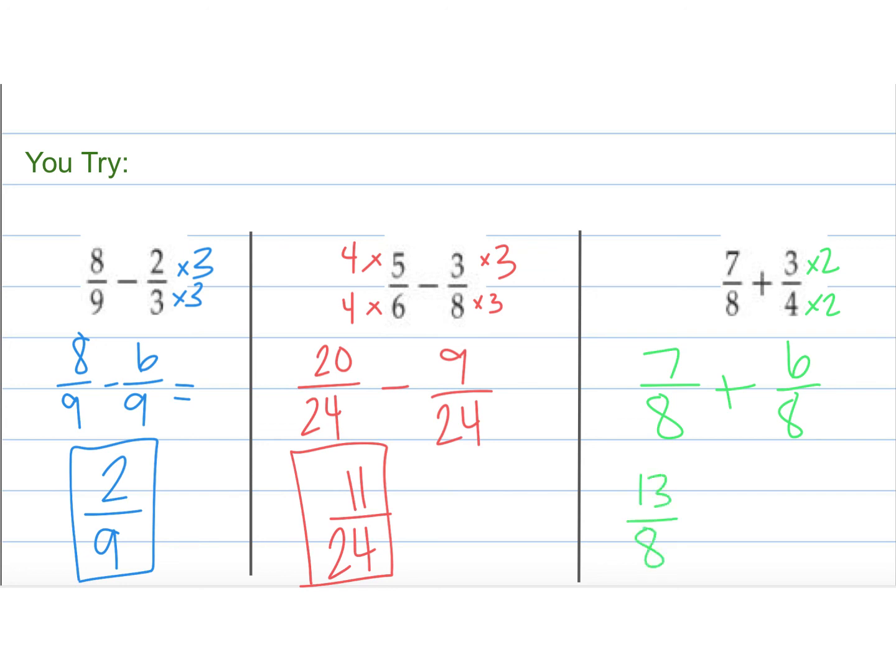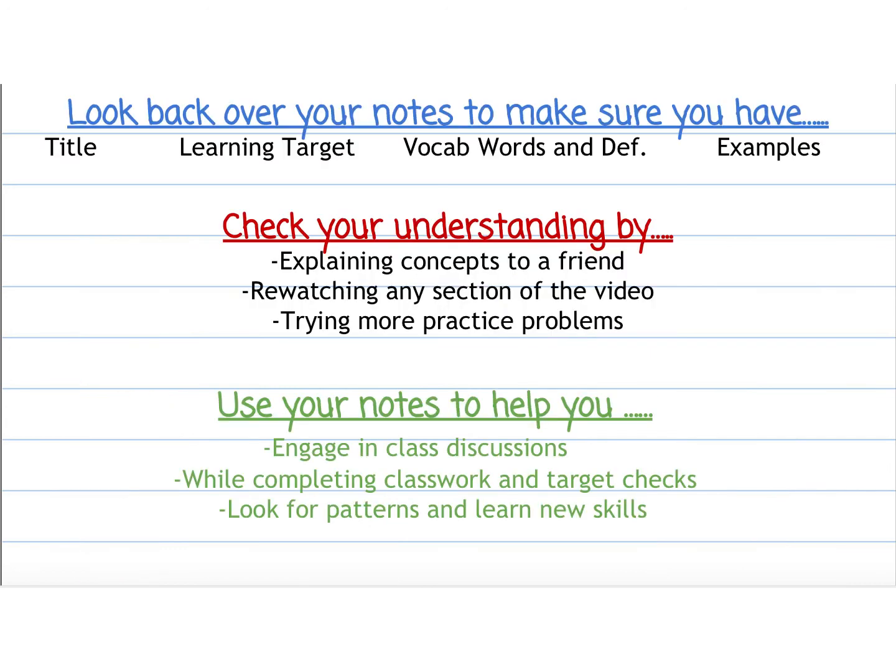Looks like we have an improper fraction. Let's make it a mixed number. 8 goes into 13 one whole time, which means there would be 5/8 left over. That's already in simplest form. So 1 and 5/8. It's always a good idea to remember to do that estimating. So thinking 7/8 is really close to 1, 3/4 closest to 1, so my answer should be semi-close to 2. Okay, so remember to do that estimating to kind of check your answers.